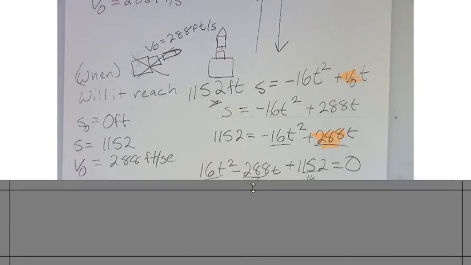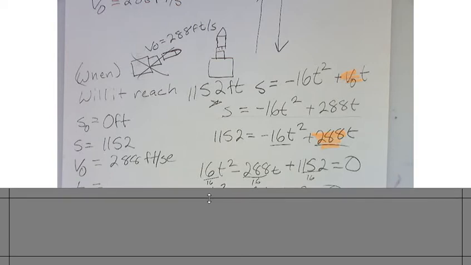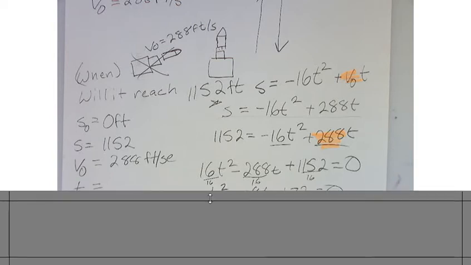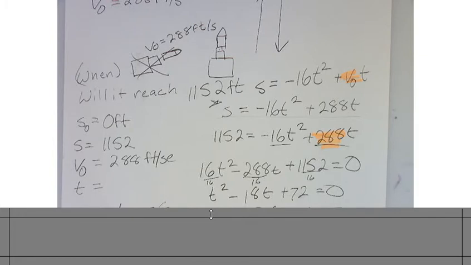Now what we really are looking for is the time t. And hey, I have a quadratic equation. So how can I solve my quadratic equation? Yeah, we could plug it in the calculator, we could plug it into the quadratic formula, we could factor it, we could complete the square if we had to. But I don't like this really big number of 1152. I really don't like 16 in front of the t squared. So let's hope and pray that the authors of the textbook rig the problem in a way that we can divide everything by 16. And guess what? You can. So everything divided by 16 reduces down to t squared minus 18t plus 72 equals 0.